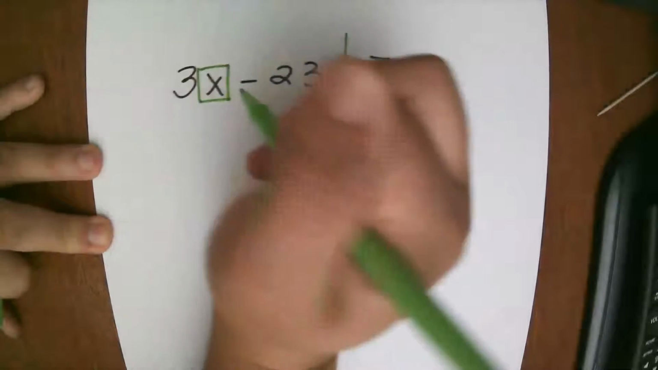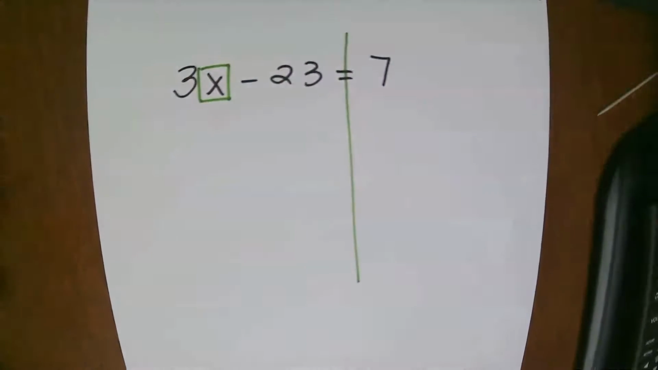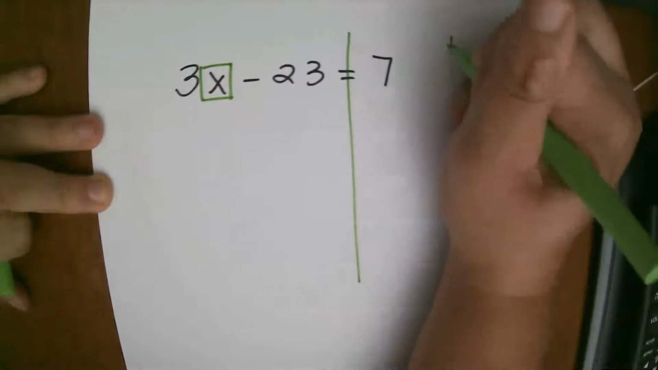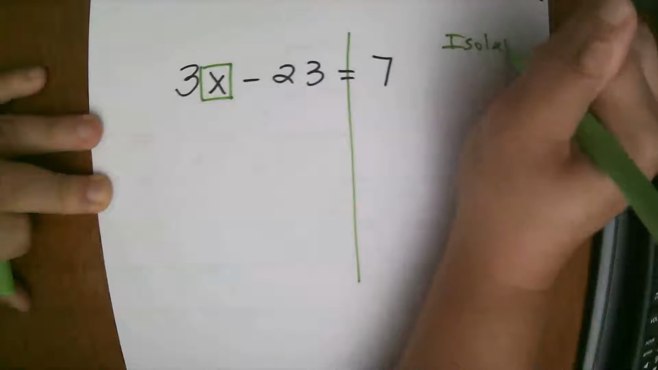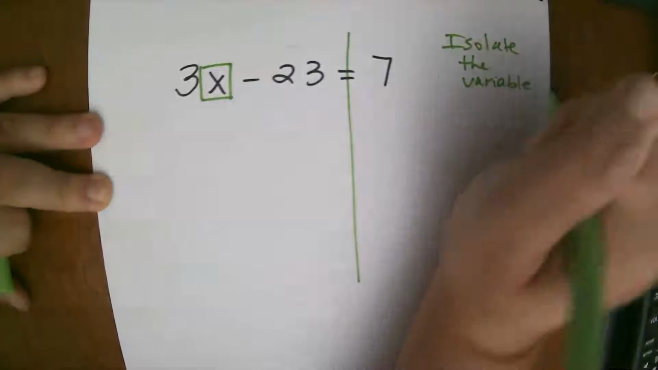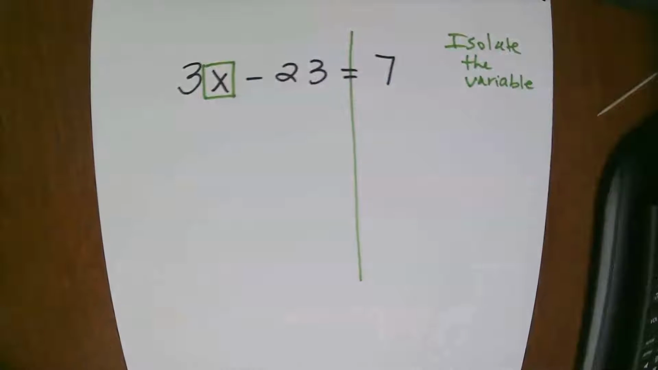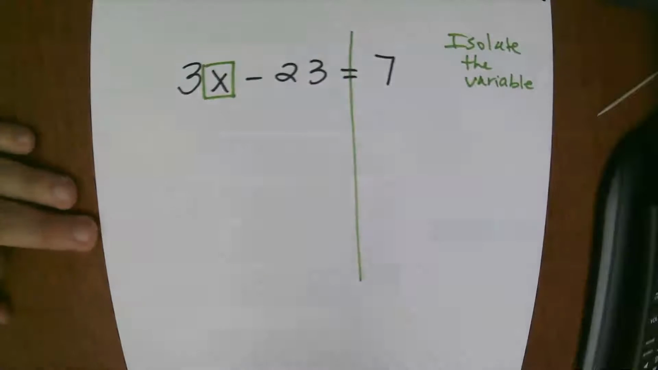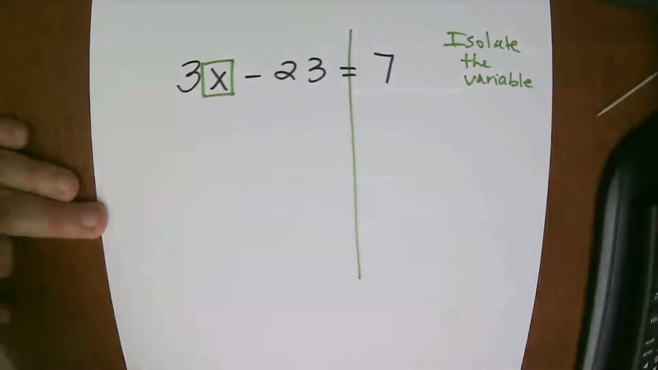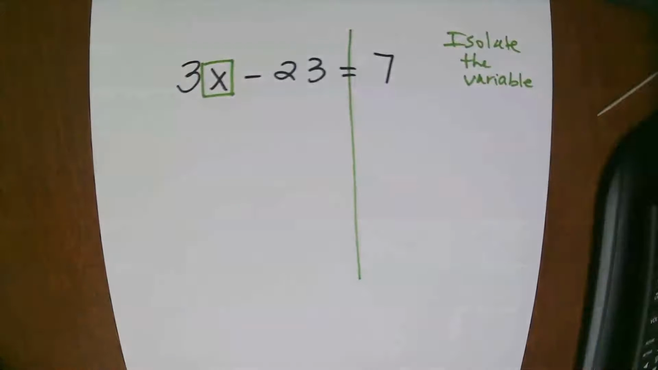of the wall. The second thing we're going to want to do is box the variable. Okay, again, another visual cue to let us know our ultimate goal. And our ultimate goal when we're solving equations is to isolate the variable, or to get the variable by itself. The variable is a very grumpy little letter and does not want to be around any numbers. Now, right now it's around a 3 and it's around a -23. So we're going to start moving things over.